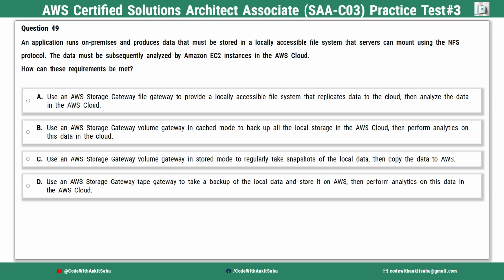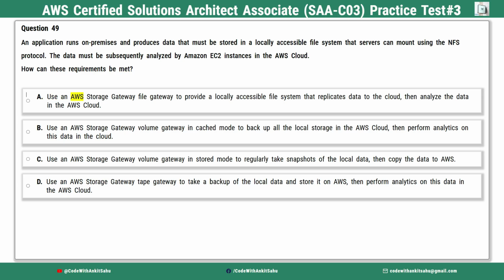Question 49. An application runs on premises and produces data that must be stored in a locally accessible file system that servers can mount using the NFS protocol. The data must be subsequently analyzed by Amazon EC2 instances in the AWS cloud. How can these requirements be met?